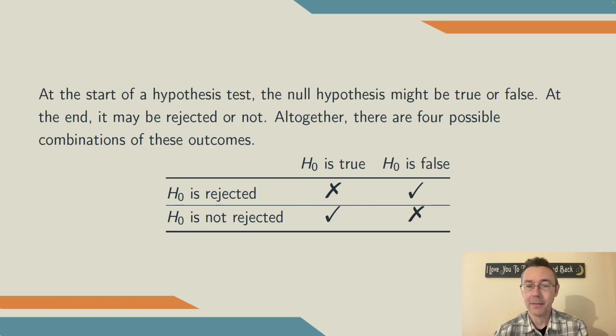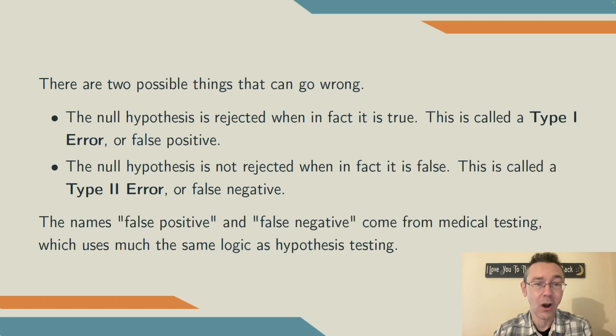When the null hypothesis is true, we'd like it to not be rejected. And when the null hypothesis is false, we'd like it to be rejected. If one of those things doesn't happen, we feel like something has gone wrong. Specifically, there are 2 kind of different things that can go wrong.